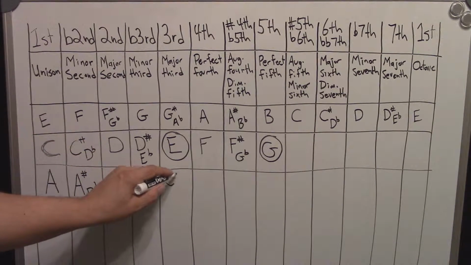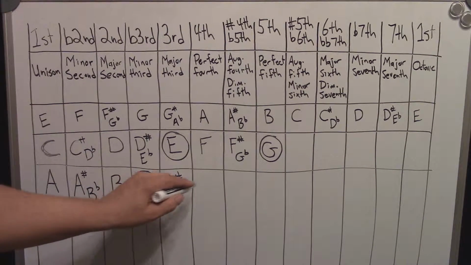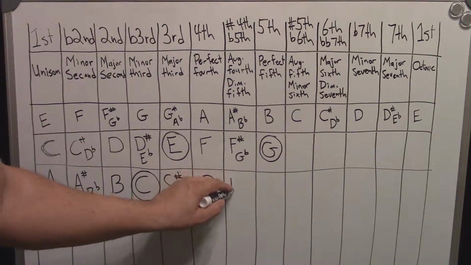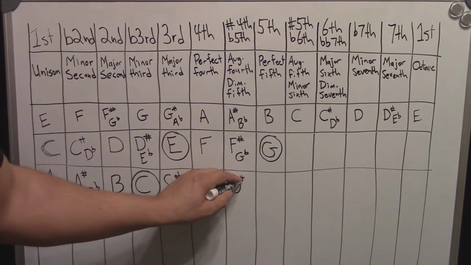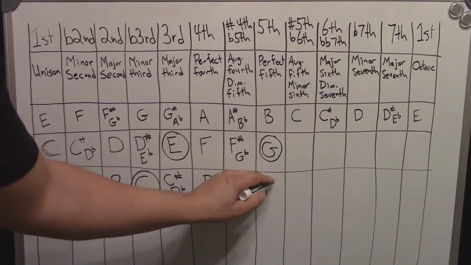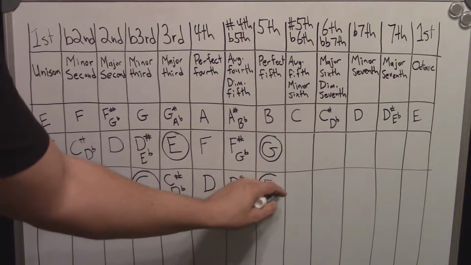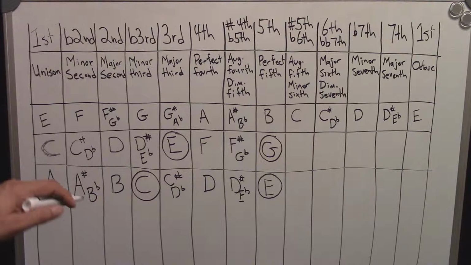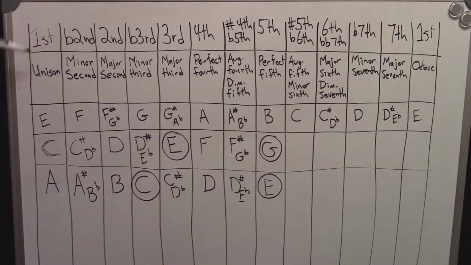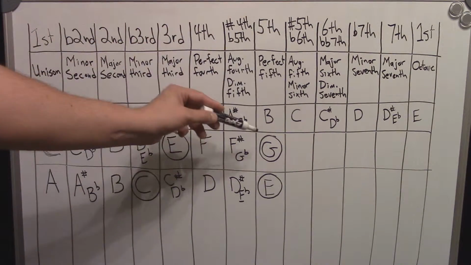We have C sharp, D flat, then we have D, then we have D sharp, E flat, then we have E, and that's one of the ones we were looking for. So this A minor chord is made of an A, a C, and an E. So it's your root note, a minor third, and a fifth.